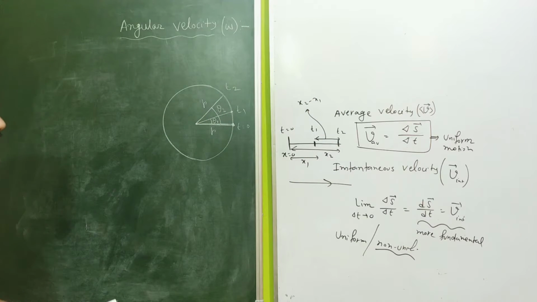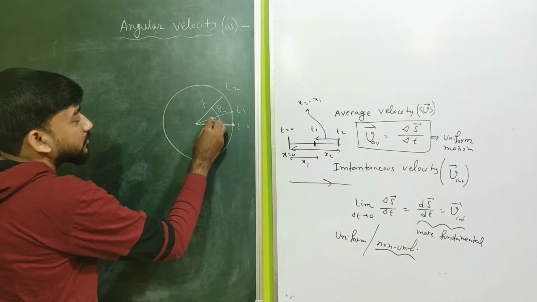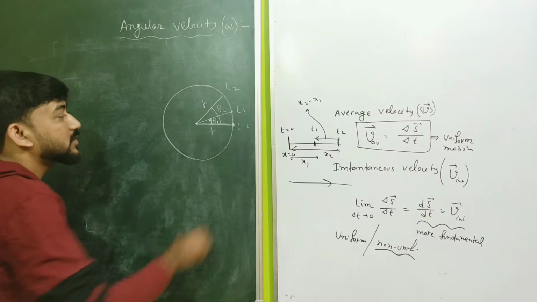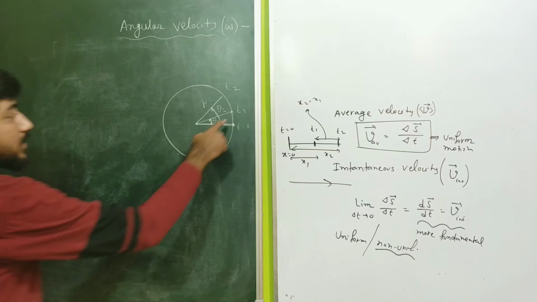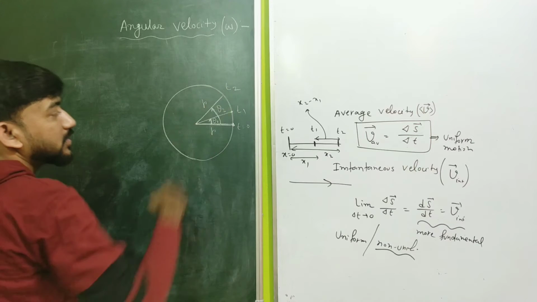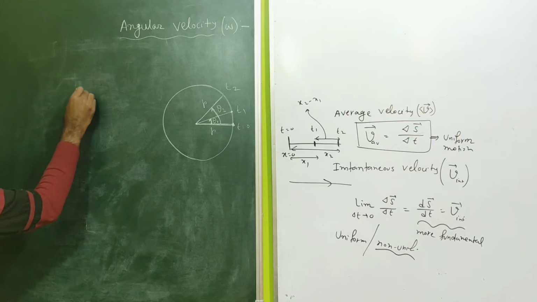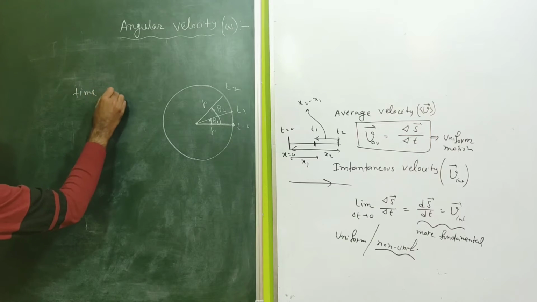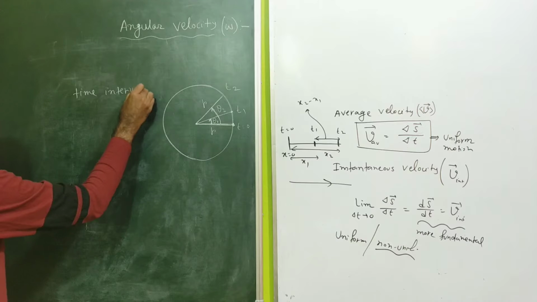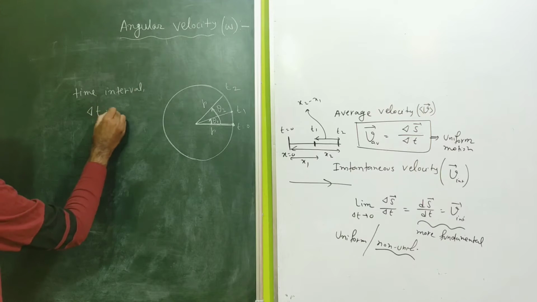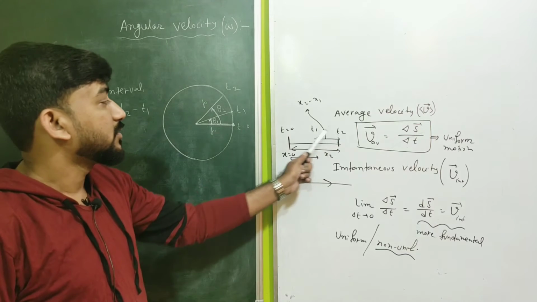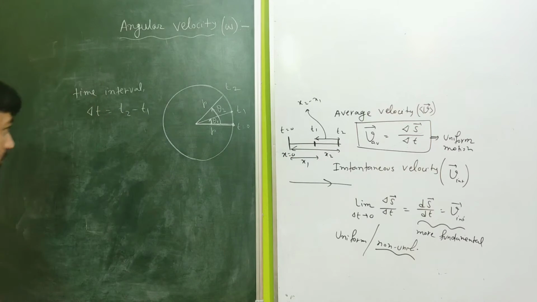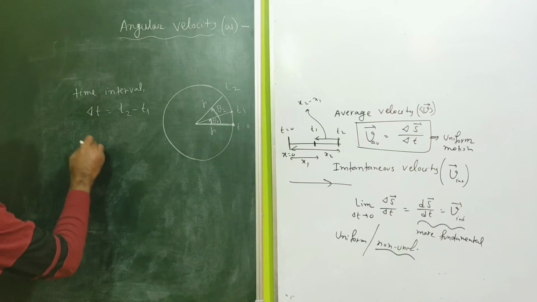Similarly, here this is the initial angular position, and this is the final position, theta2. So you can say this is the angular displacement between the time interval t1 and t2. The time interval delta t will be t2 minus t1, same as here. Here also the time interval is t2 minus t1. And what is the angular displacement?